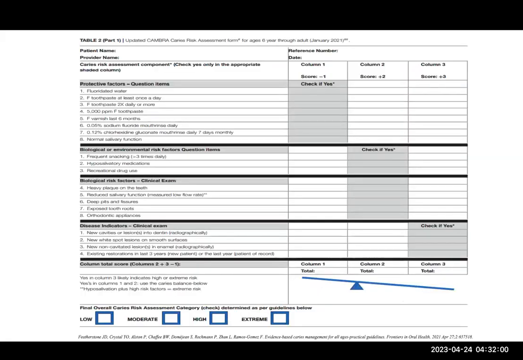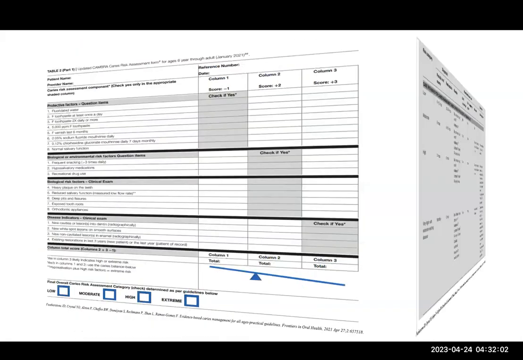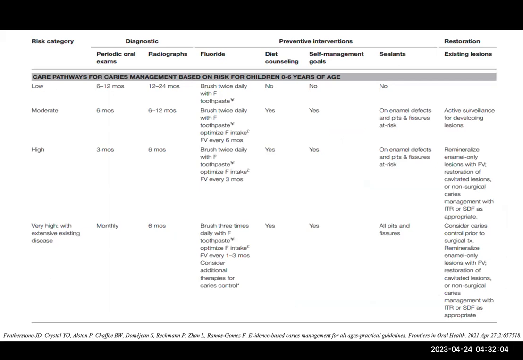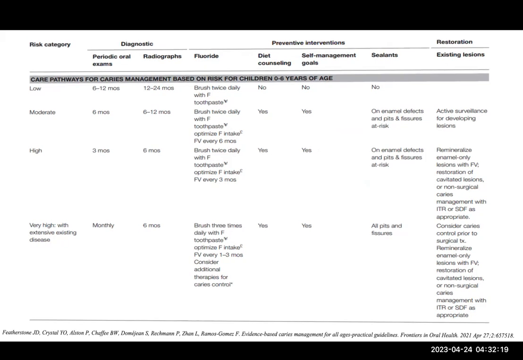This is a similar chart for the age group of 6 years and above. And based on the risk category, the management has been listed. Again, these are the standard management things, and there's nothing new to speak about, which you have already heard in the previous lecture.